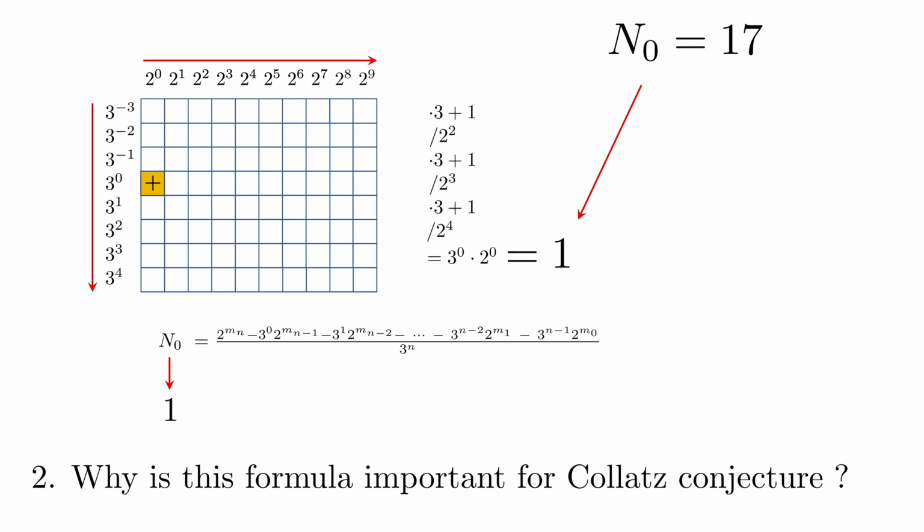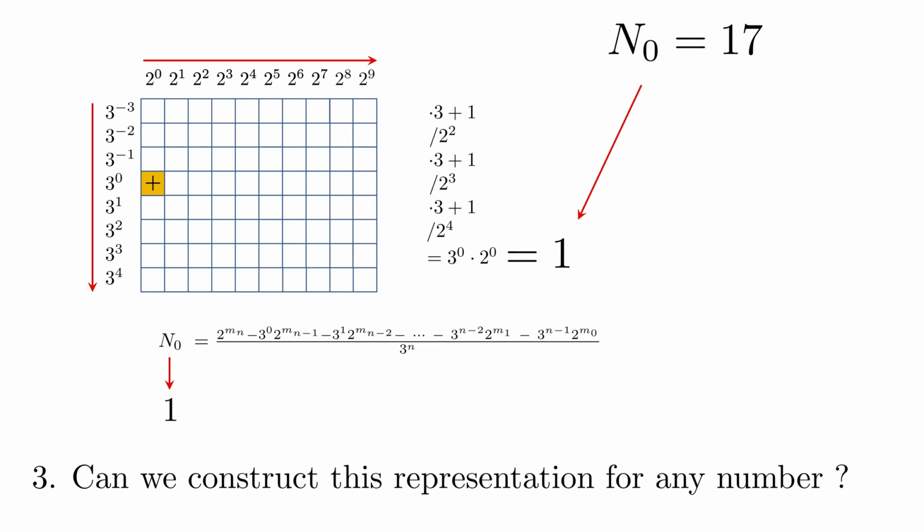Why is this formula important for the Collatz conjecture? And now it should be clear that if we can represent number n0 in this form, it can be easily processed to 1 via the process described in the Collatz conjecture. Now, before we continue with our final question, which is, can we construct this representation for any number? Let's do a few more complicated examples using a specially prepared macro in Excel.